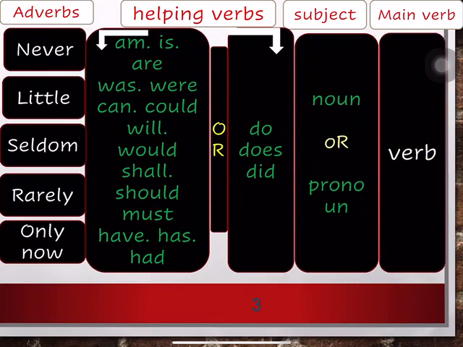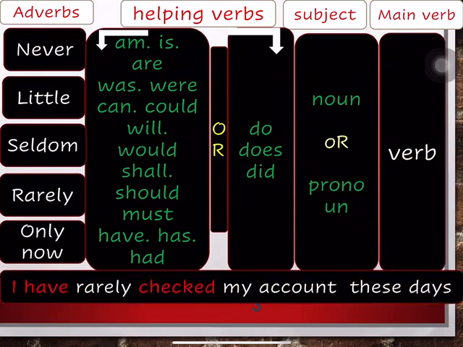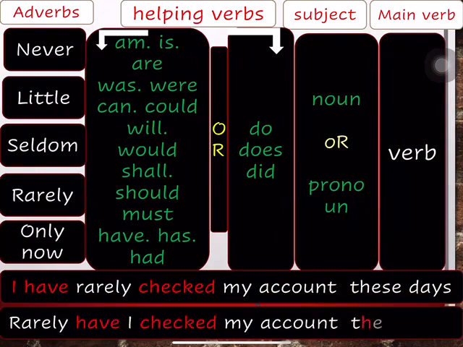I have another example for you. I have rarely checked my account these days. So, according to the rule, how am I going to start with rarely, or how am I going to invert the sentence? So, we have to start with rarely, the adverb, have, which is the helping verb, and then I, which is the subject, and then checked, which is the main verb, and then we complete the sentence.